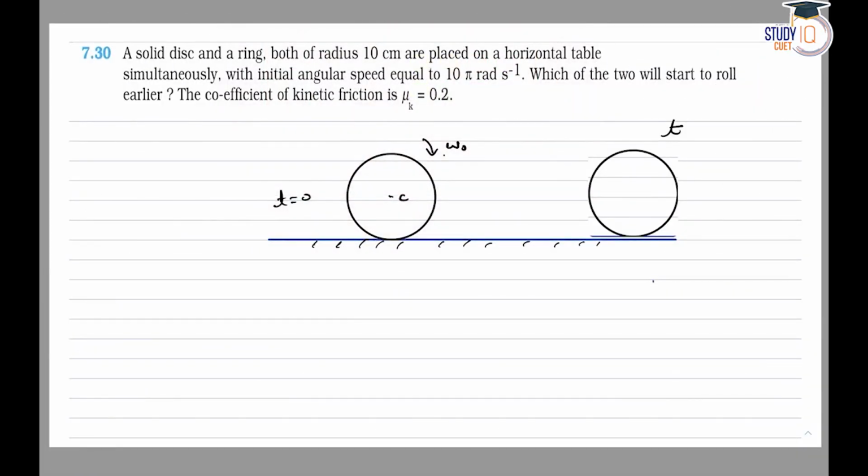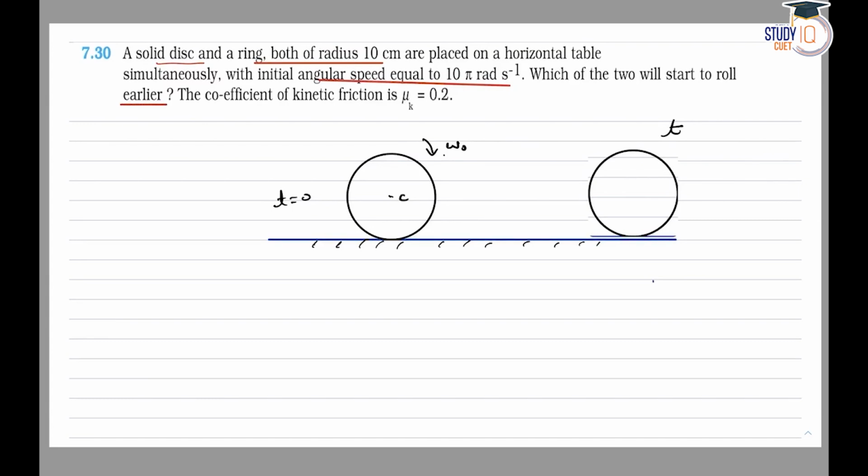NCERT Physics Class 11, 7th chapter, that is System of Particles and Rotational Motion, question number 7.30. When this solid disk and ring of radius 10 cm are placed on a horizontal table, they are given an initial angular speed of 10 radian per second. Which of the two starts rolling earlier?